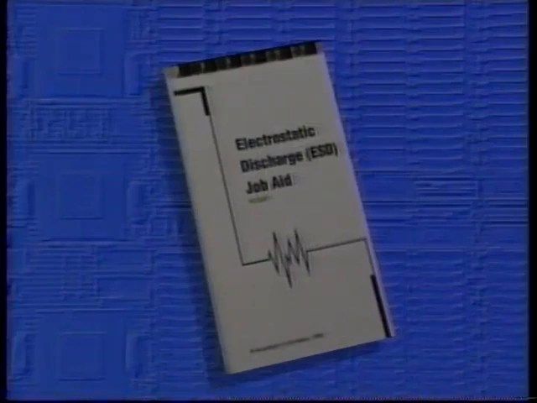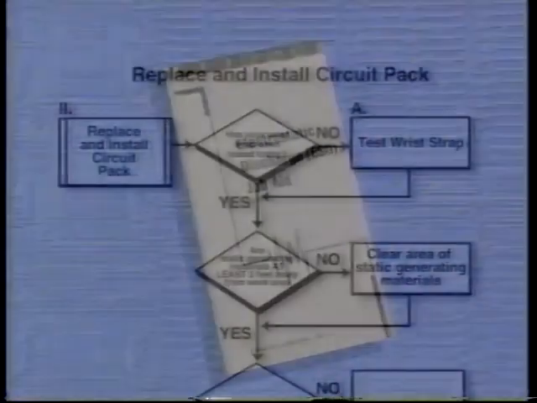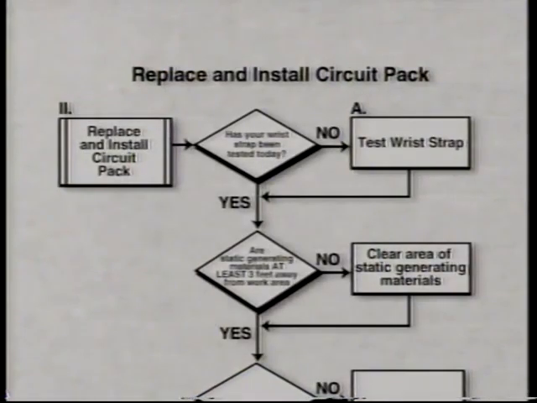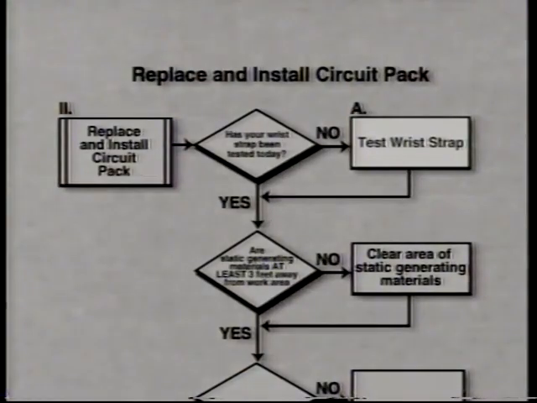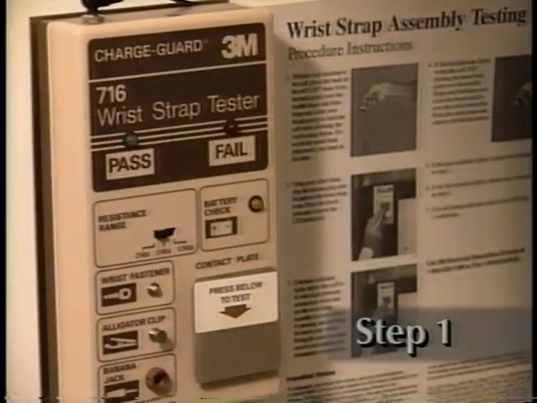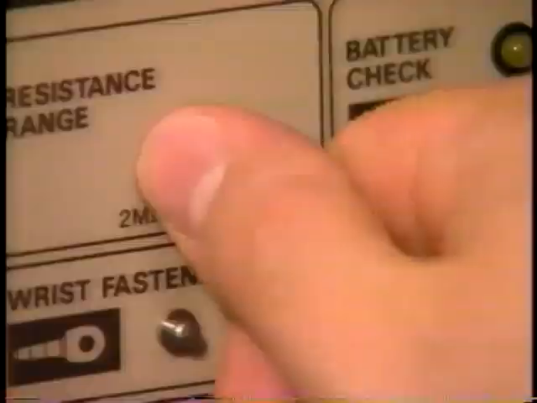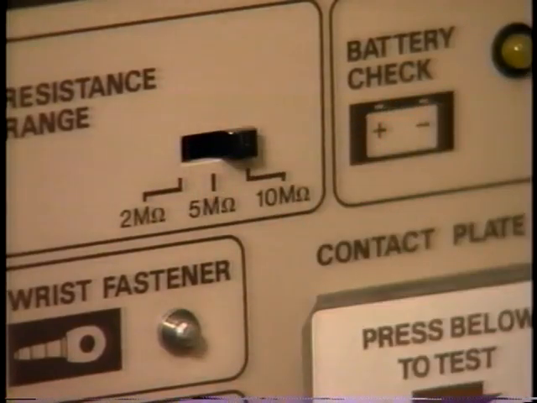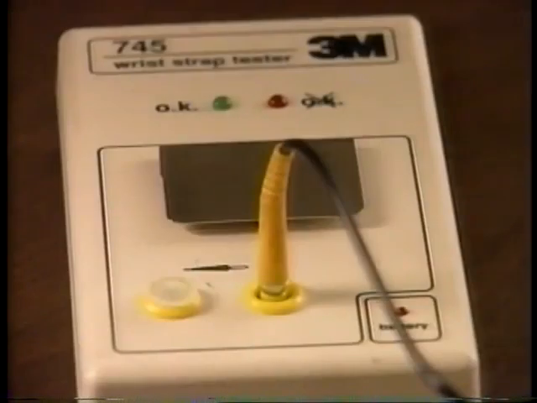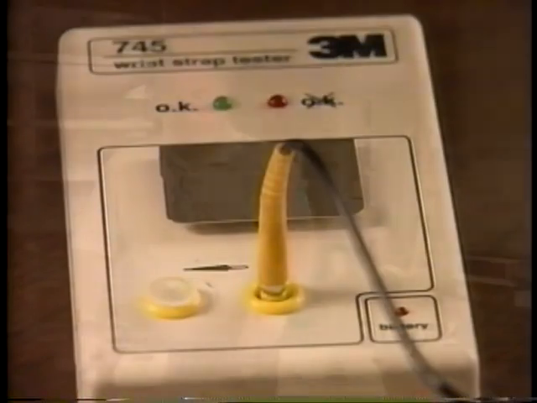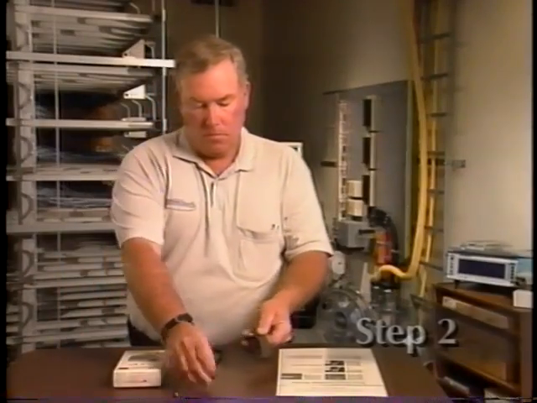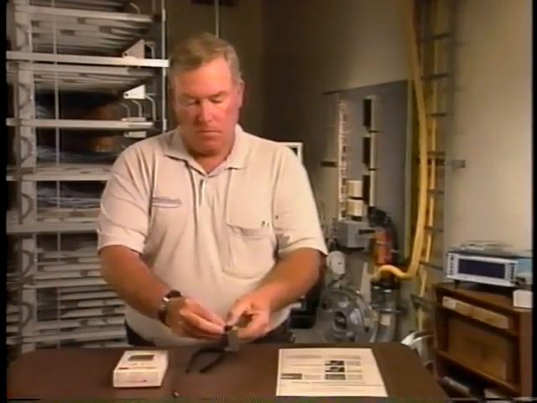The ESD job aid is designed to be easy to use. For example, to review the wrist strap test procedure, turn to section 2A in the job aid, Test Wrist Strap. In step 1, if using an older tester, put the tester in the 10 meg-ohm position. Newer testers are preset to test. Step 2, attach the wrist strap cord to the cuff.